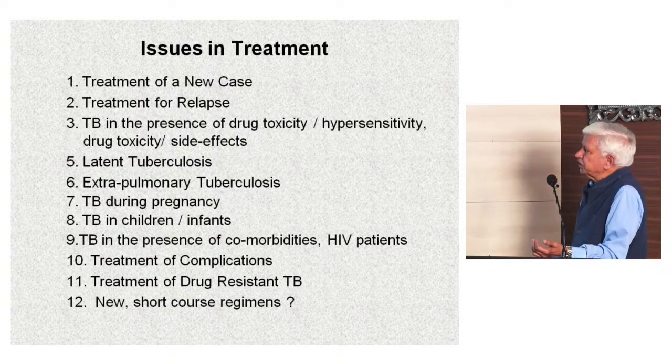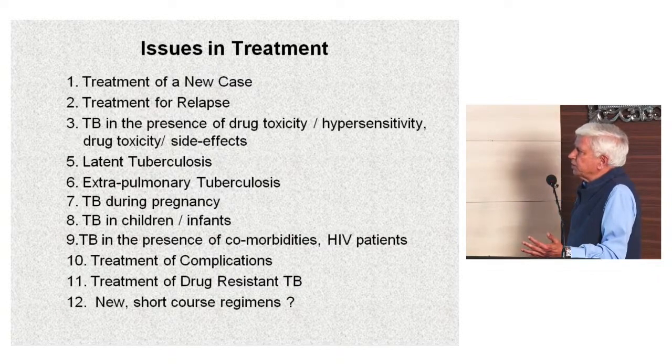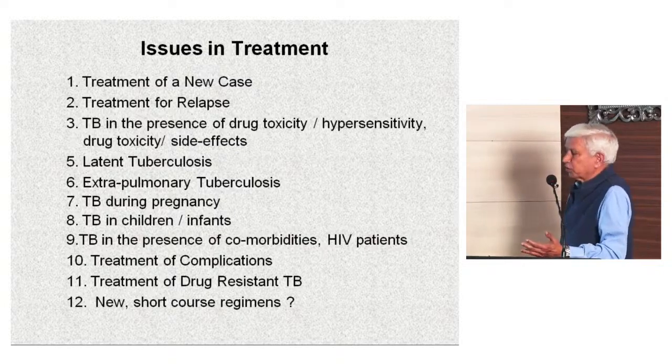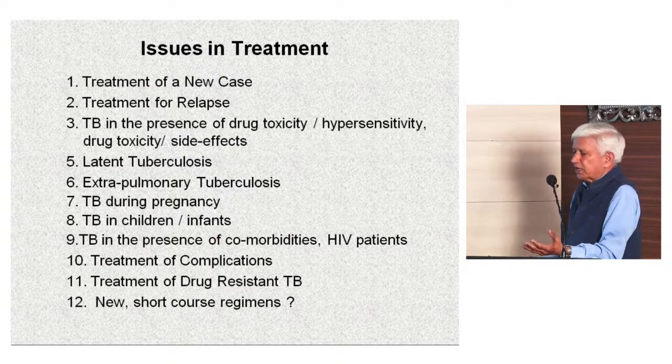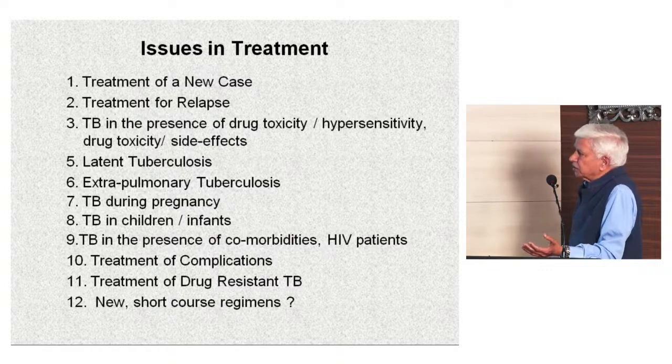What are the important issues in treatment? Treatment of tuberculosis always depends on whether it is a new case, a relapse case, or a drug sensitive or drug resistant case. We'll come to that, because that's a big problem nowadays. Then there are many issues like tuberculosis in the presence of drug toxicity. It's very common because the number of drugs employed is high and the duration is longer. Sometimes patients are allergic to drugs, and liver toxicity and other side effects may appear.